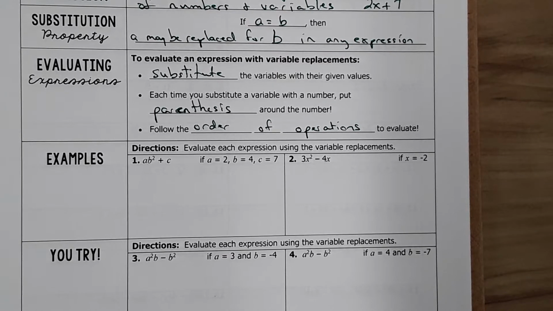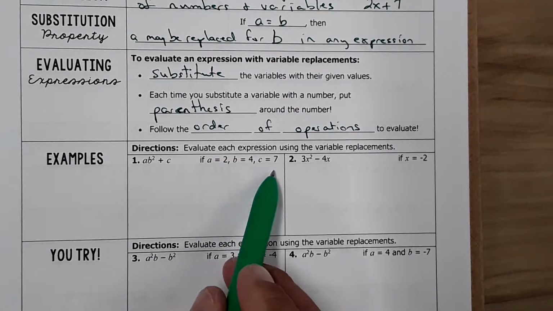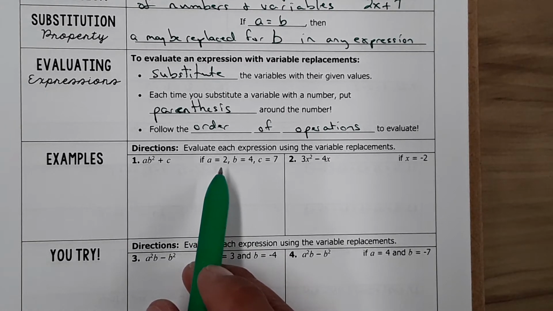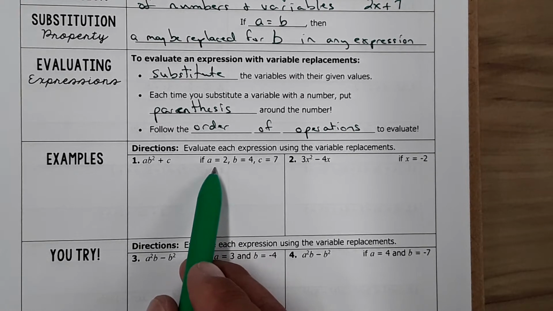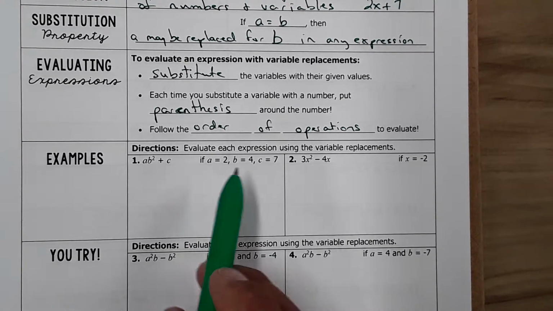Evaluate each expression using the variable replacements. Question number 1, the algebraic expression says A times B to the second plus C, if A equals 2, B equals 4, C equals 7. So I'm going to take that expression and substitute in these values for the variables. Remember, substitute means something comes out and something else goes in its place. So for A equals 2, anywhere I see an A, I'm going to take the A out and put a 2 in its place.